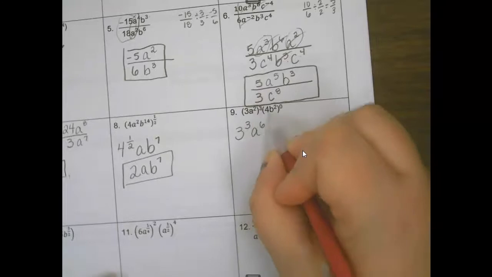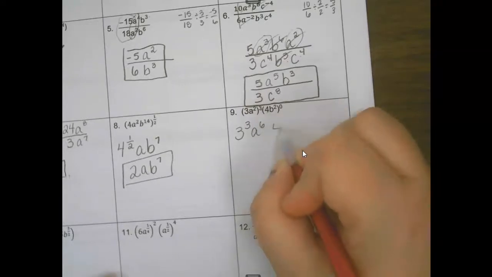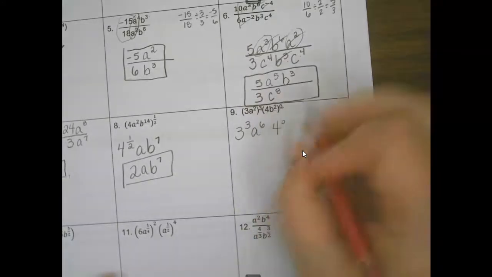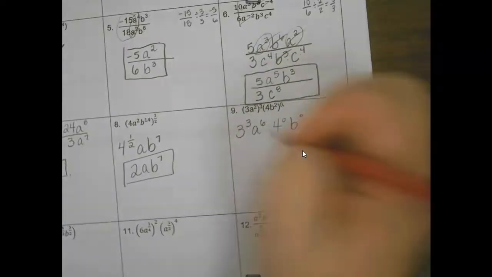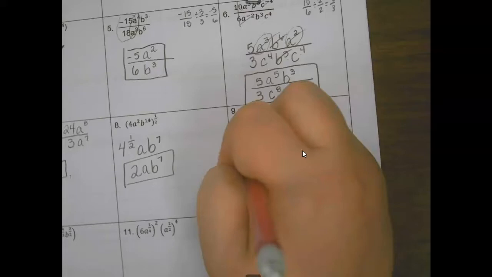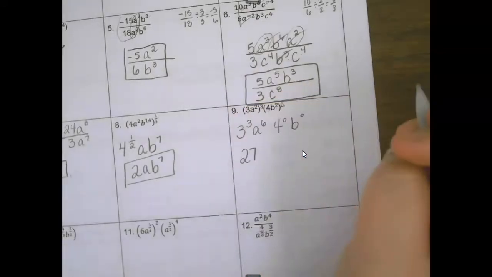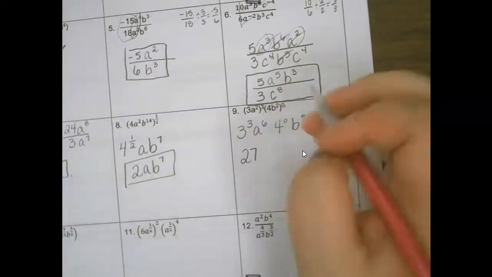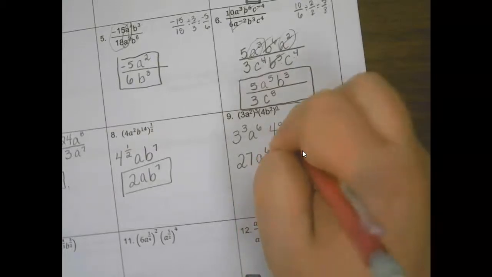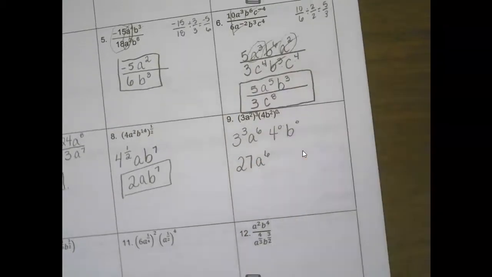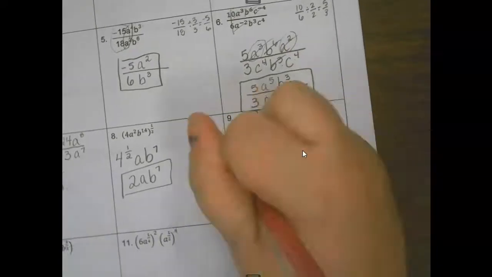Then I have 4 to the 0. And 2 times 0 is 0. So 3 to the 3rd is 27. 3 times 3 is 9, times 3 is 27. a to the 6th will stay as a to the 6th. 4 to the 0 is 1, and b to the 0 is 1, so I don't have to put those. So I'm done.